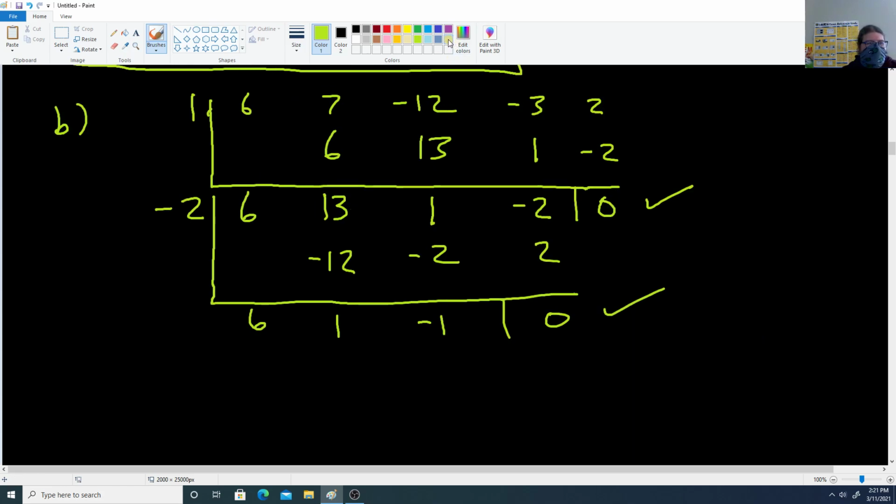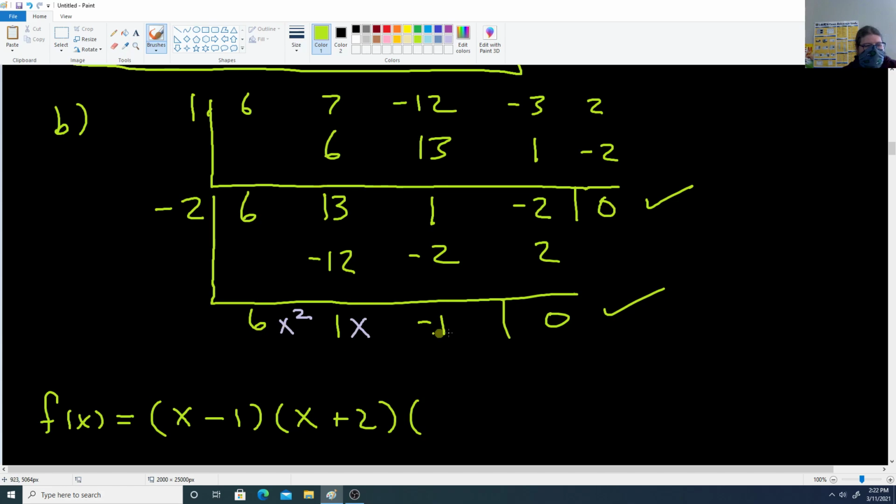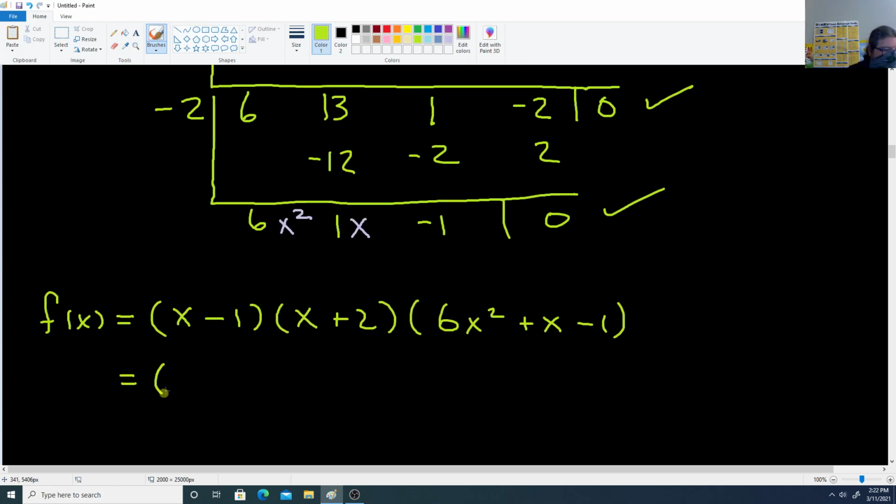Now, if we look at the quotient, we have no x power, we have x to the first power, and we have x squared. So we know how to factor that. We just need to unpeel the information that we got here. The dividend is f of x. The first divisor 1 says that there is a factor x minus 1 in the factorization. The second one we found to work was negative 2, which means there's a factor x plus 2. And then the remaining stuff is 6x squared plus x minus 1, which I can factor using regular factorization techniques.